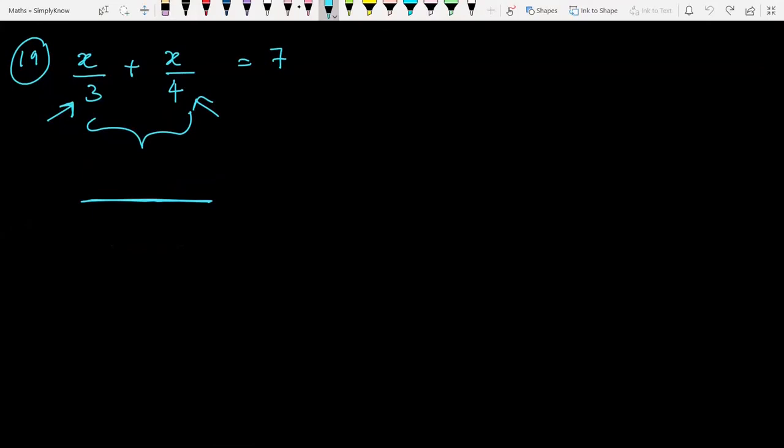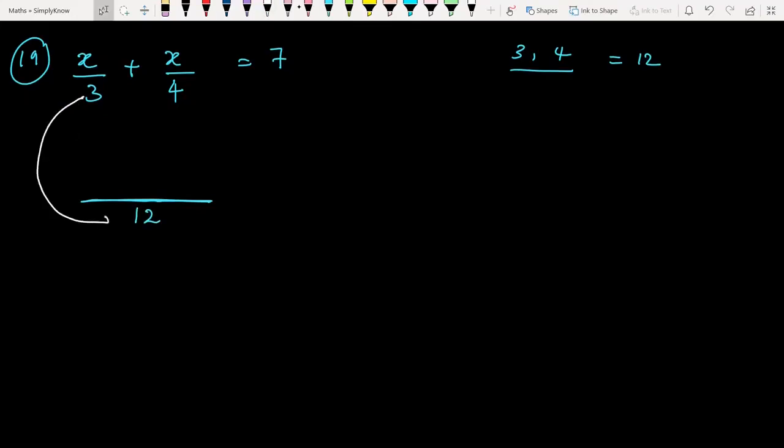We need to find the LCM of 3 and 4. 3 and 4 are the two denominators in these two algebraic fractions. So what is the LCM of 3 and 4? It's 12. So our common denominator is 12. So how do we get 12 from 3? By multiplying 4. Then we need to multiply our numerator by 4. So our numerator becomes x times 4 is 4x.